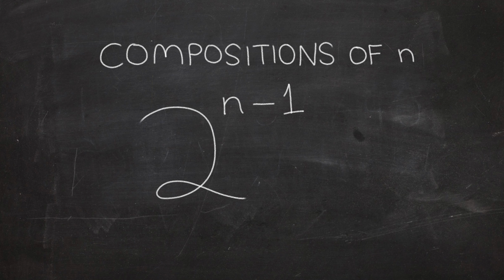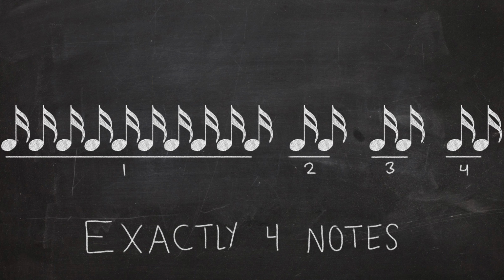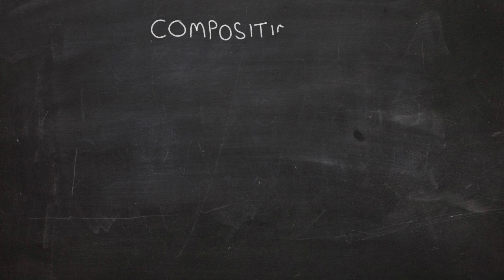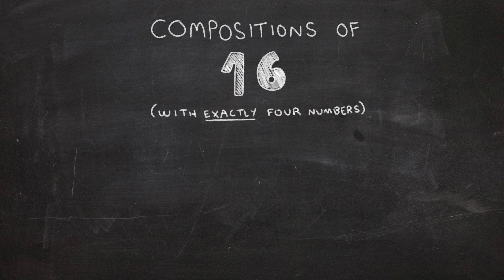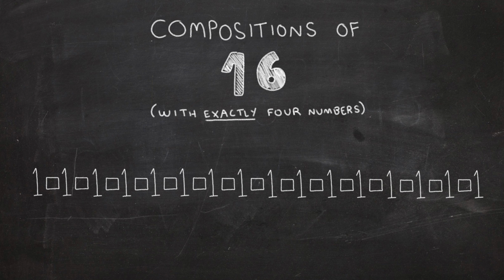Let's start by saying we want to figure out the total number of rhythm possibilities that have exactly 4 notes. That means these 16 16th notes will be grouped into exactly 4 groups. This is analogous to asking how many ways can you write 16 as a sum of exactly 4 numbers. If we break it down again, we've got 16 ones, each separated by a box, and like before, each box can either have a plus or a comma in it. But this time there's a small difference.